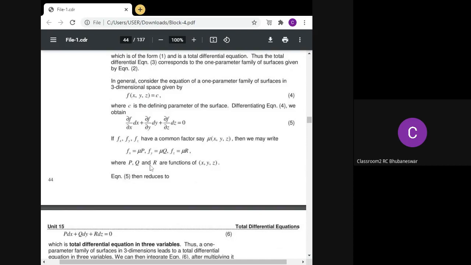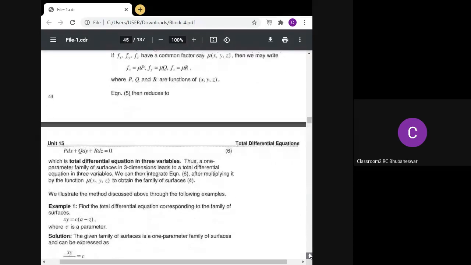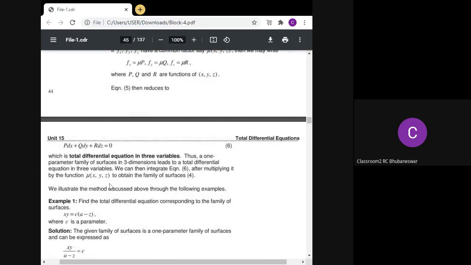So if this condition is satisfied, then the same equation can be modified in the form of P dx plus Q dy plus R dz equals 0. And this particular equation number 6 is known as the total differential equation in three variables x, y, and z.